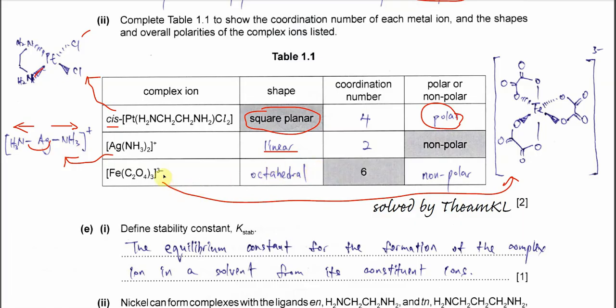For this last complex ion, the ion with three oxalates, oxalate is a bidentate ligand, and three bidentate ligands look like this, an octahedral complex. So the shape is octahedral. Coordination number is 6 dative bonds, 1 2 3 4 5 6. They are all the same ligand, therefore the dipoles can cancel because they pull in different directions and it's the same ligand. So it's a non-polar complex ion.